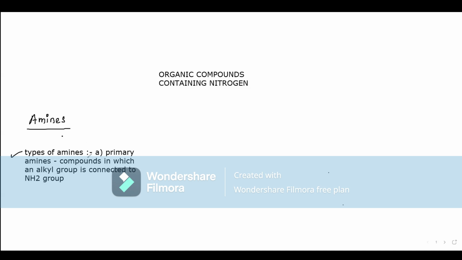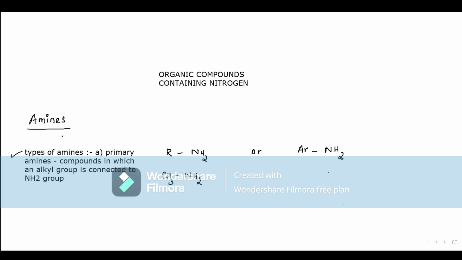The first one is a primary amine. Primary amines are written like RNH2, or it can also be written as ArNH2, where R represents an alkyl group and Ar represents an aryl group, an aromatic amine. Specific examples, if you want to look at, one is CH3NH2. Now, how will we name this?